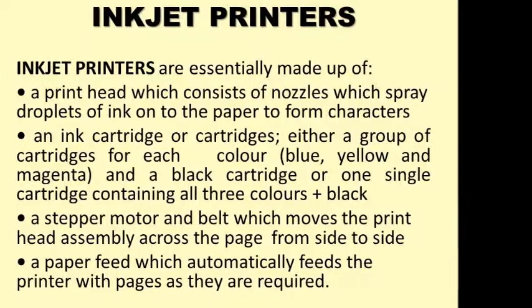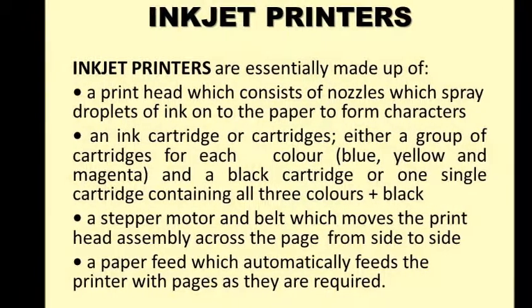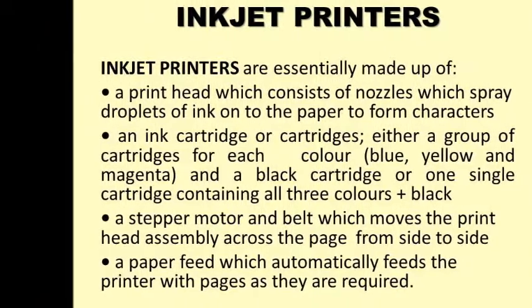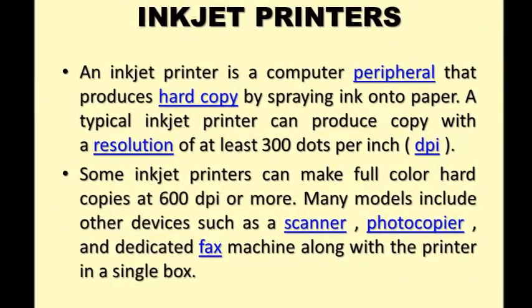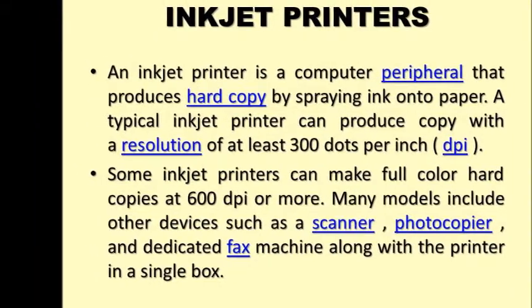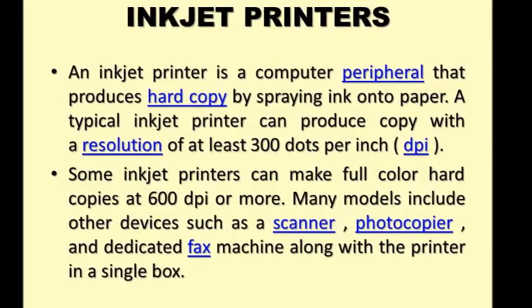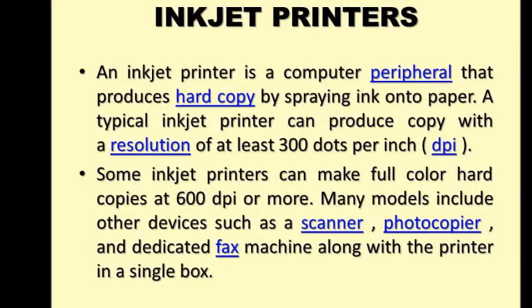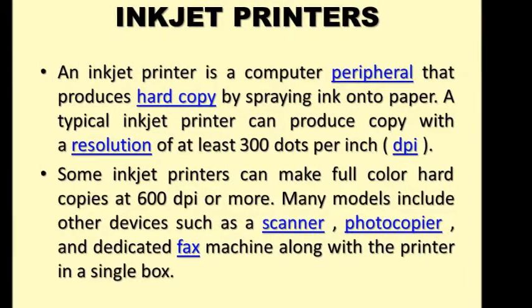Then we have inkjet printers. An inkjet printer is a computer peripheral that produces hard copy by spraying ink onto paper. A typical inkjet printer can produce copy with a resolution of at least 300 dots per inch, or DPI. Some inkjet printers can make full color hard copies at 600 dots per inch or more. Many models include other devices such as a scanner, photocopier and dedicated fax machine along with a printer in a single box.